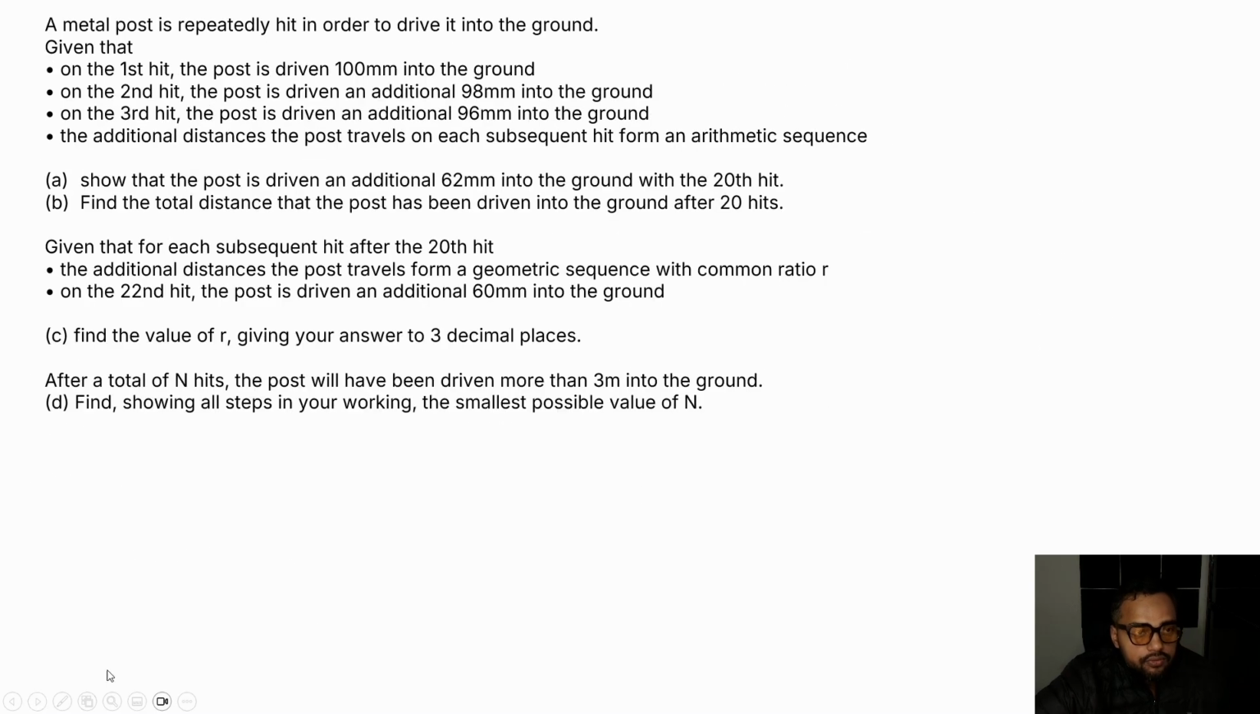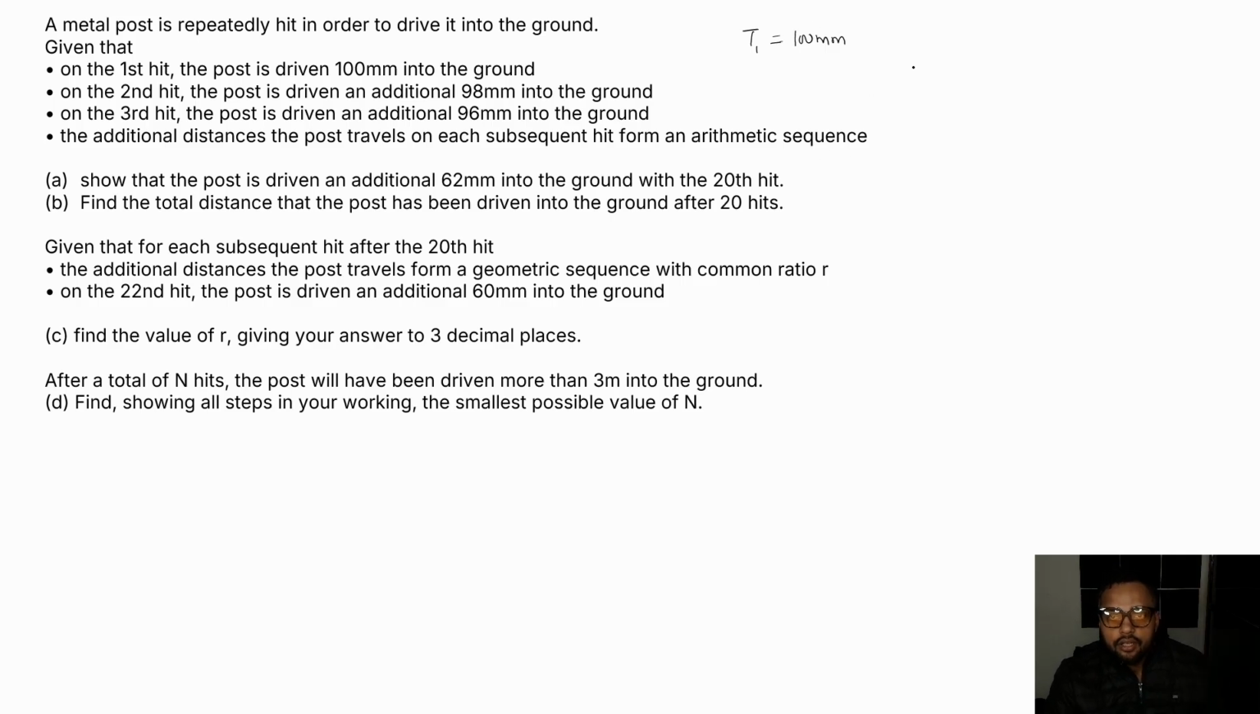Now let's move to the second question. It is a very good question, which was there in the 2022 exam paper. The metal post is repeatedly hit in order to drive it into the ground. You can read the question here. On the first hit, the post is driven 100 millimeters into the ground. Second hit, an additional 98 millimeters. Third hit, 96 mm. So what we can observe here is that on the first hit, T1 equals 100 mm.